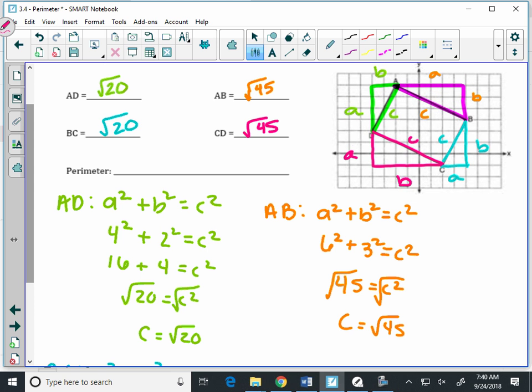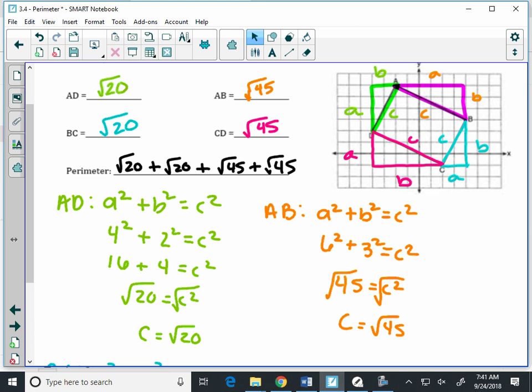Well, now that we know the distance of all four sides, we are asked to find the perimeter. What are we going to do with all four of those sides? Yeah, just add them together. Okay. I'm going to do radical 20 plus radical 20 plus radical 45 plus radical 45. You have to be super careful, especially if you have a graphing calculator. I'm going to show you why you have to be really careful. Pull up mine on my smartboard.